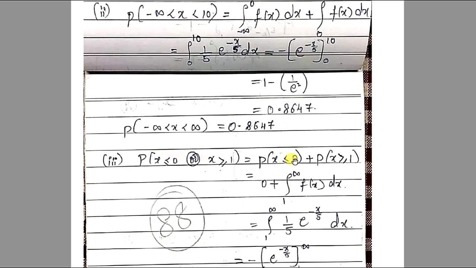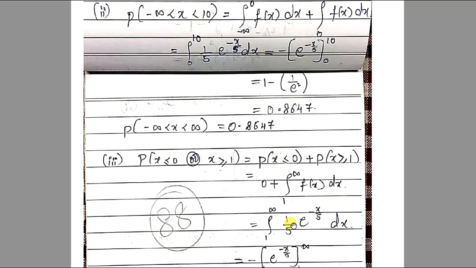It will take the negative values. If x takes negative values, the function itself is defined to be 0. So I can directly write 0 plus P of x greater than or equal to 1. Greater than or equal to 1 means 1 till infinity, so it is from 1 to infinity of f of x dx.